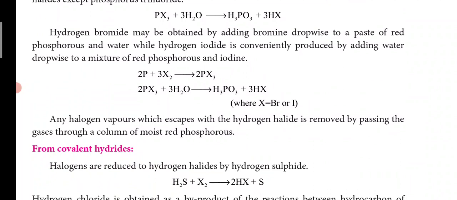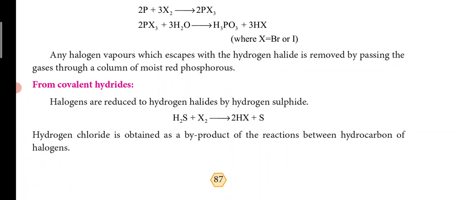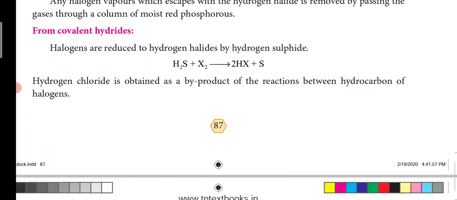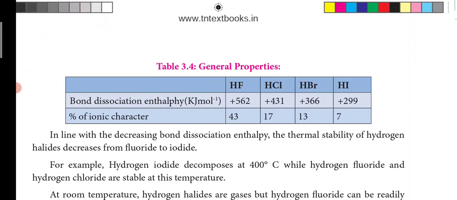Any halogen vapors which escape with the hydrogen halide are removed by passing the gases through a column of moistened red phosphorus. From covalent hydrides, halogens are reduced by hydrogen halide, by hydrogen sulfide. Reduce means you can add hydrogen to them. So using hydrogen sulfide, you will get a hydrogen halide. Hydrogen chloride is obtained as a byproduct of the reaction between hydrocarbon and halogen.